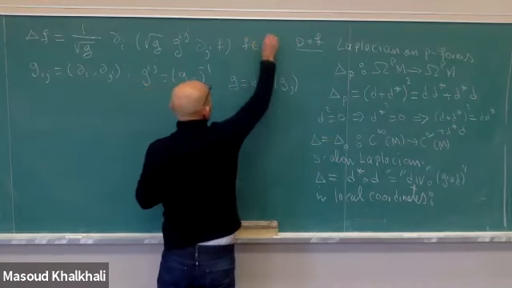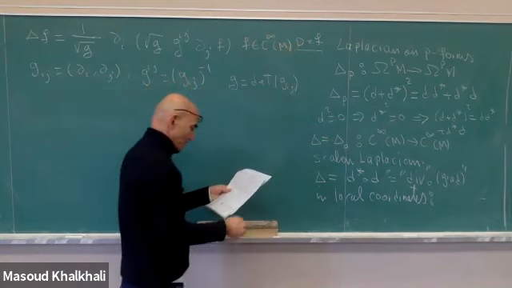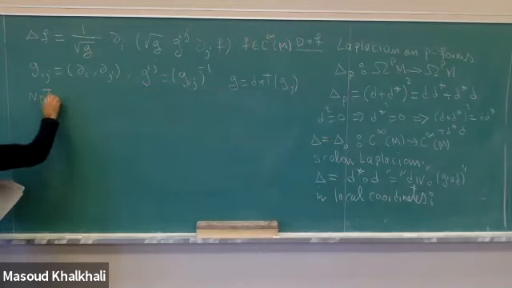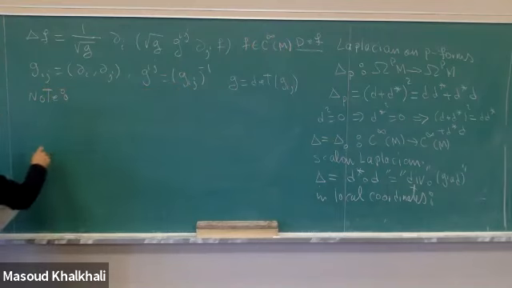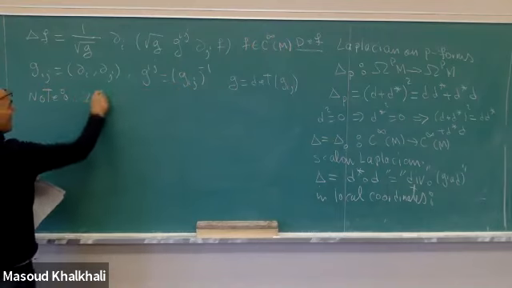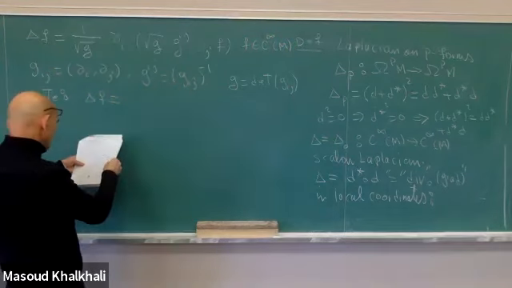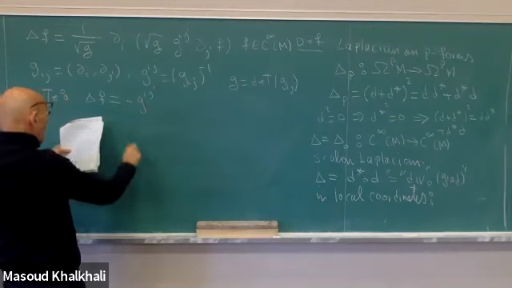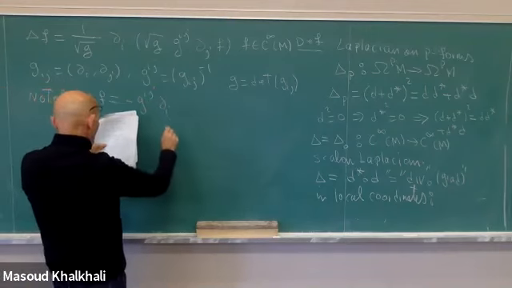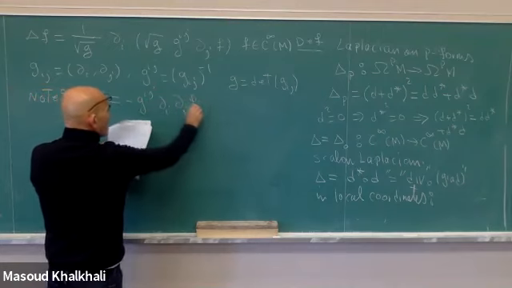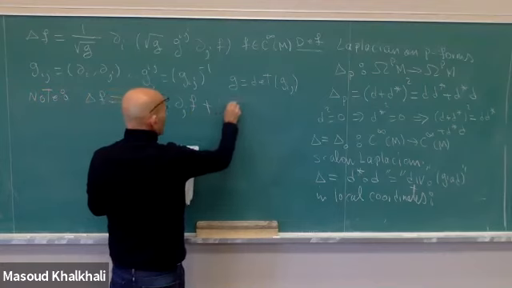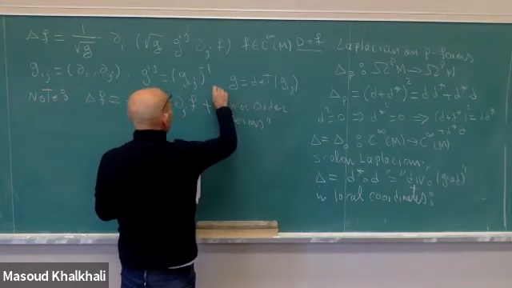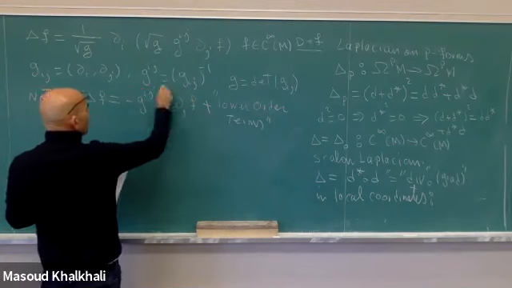So F belongs to C infinity, right? So we can write now, this is important, so note. It's an important thing to note that this Laplacian of F is equal to minus G^{ij} d_i d_j F plus lower order terms. So this is the top part.